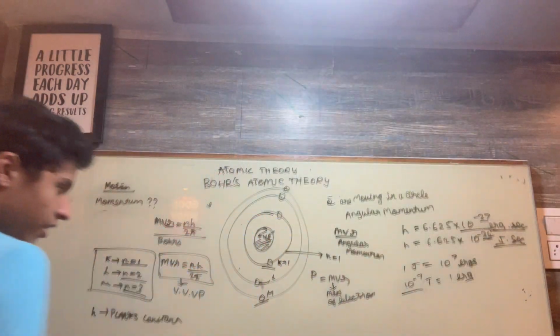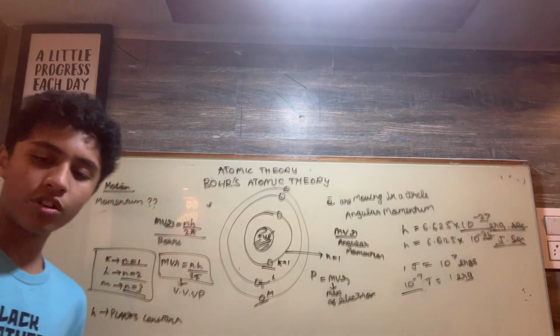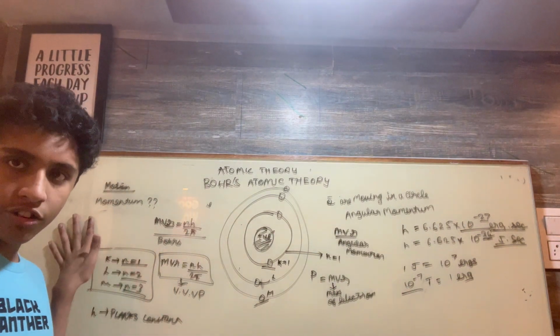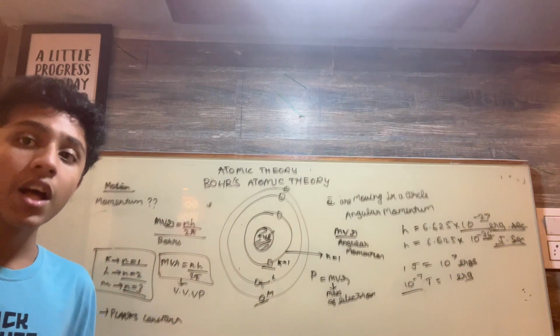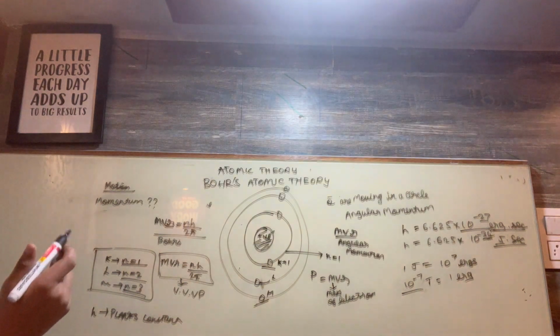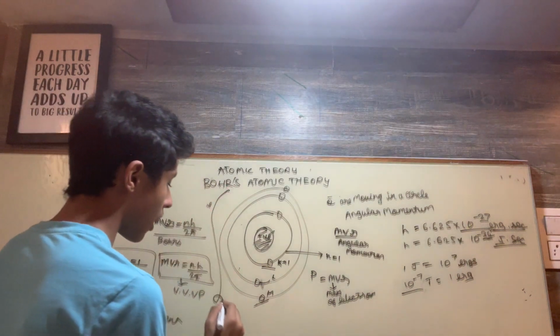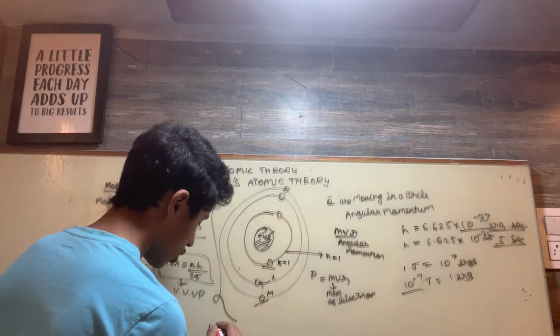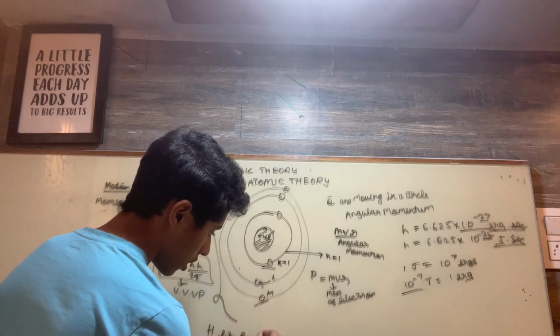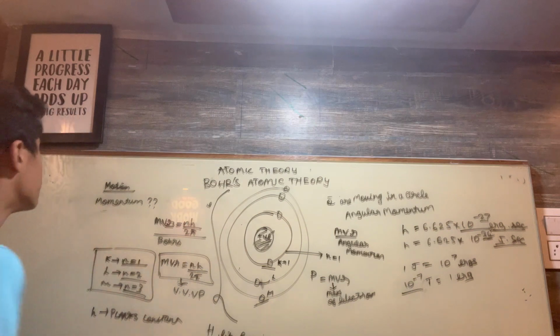Now there are some issues with this theory. Nowadays, we still teach this theory because it's somewhat correct, but it's not 100% correct. Why is that? It's because this only applies for H-like species. Now, what do I mean by H-like species? Hydrogen.